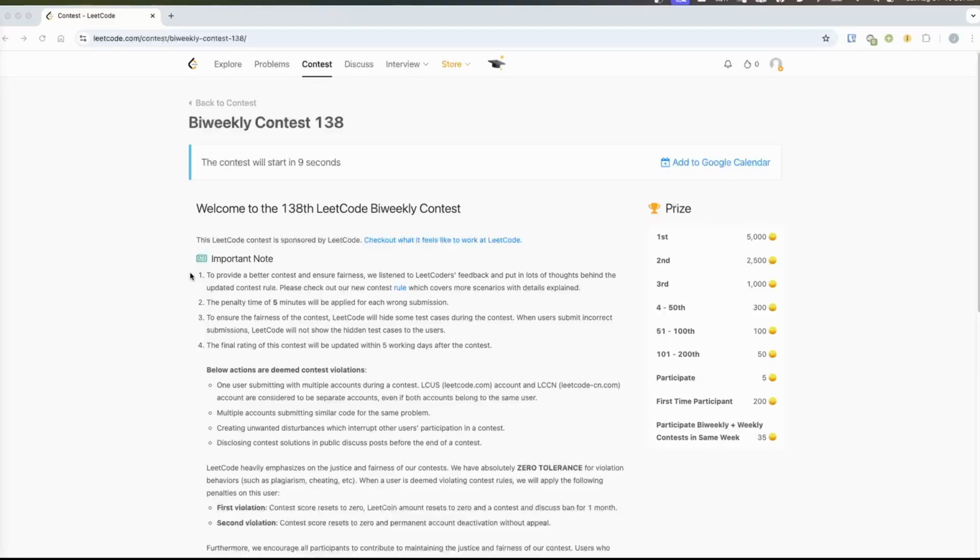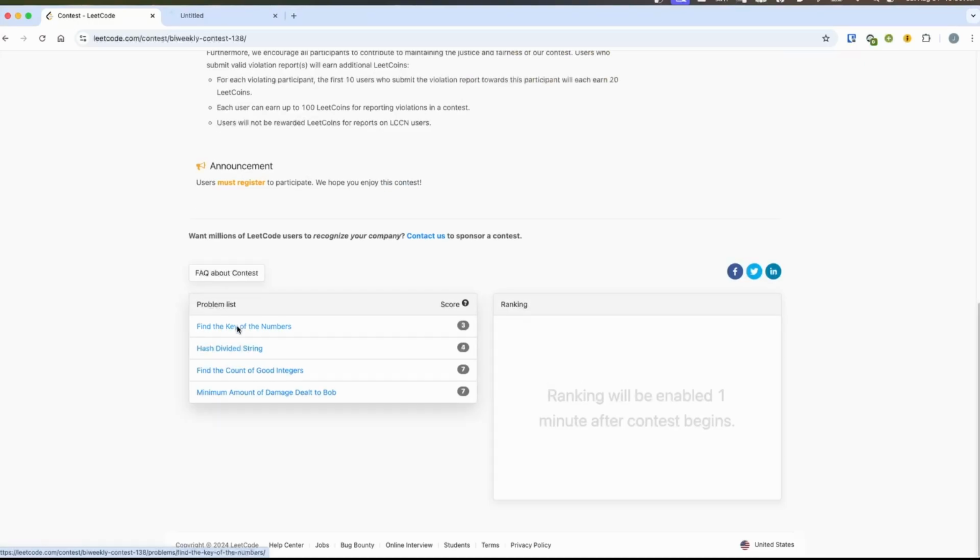Okay, starting Biweekly Contest 138 in a few seconds. Let's see if this is as hard as some previous ones. Alright, Find the Key of the Numbers. What do we got here?